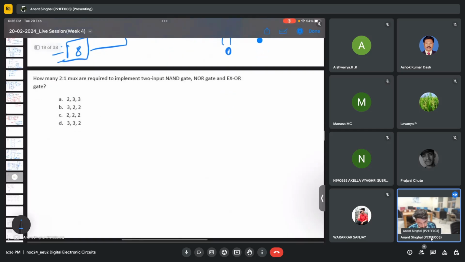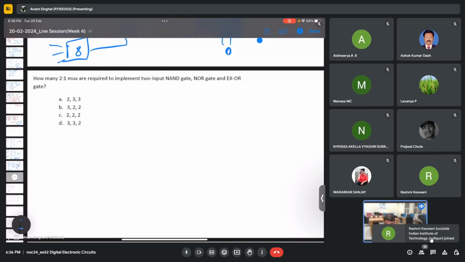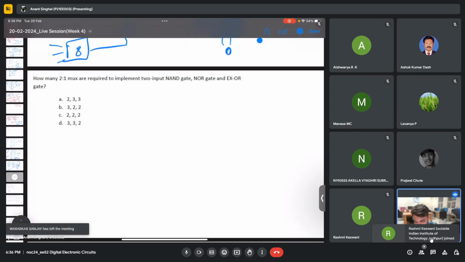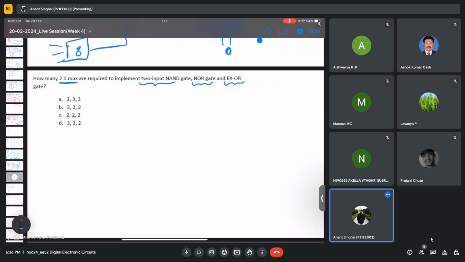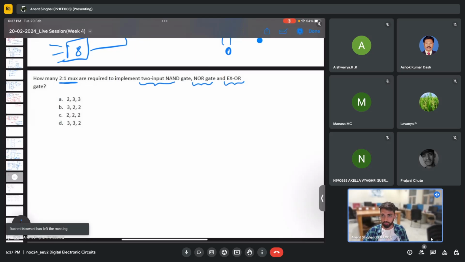So now you have to make, as I said, a mux can be used to make any universal or any gate. So now it is asking how many 2 cross 1 mux are required to implement first this 2 input NAND, second is 2 input NOR, and third is XOR. The options are given. So maybe you can try it for 2 3 minutes and let me know whatever answer you are getting for each of the gates. Even if you get the answer for the first one, let me know that for NAND I'm getting this and this. So you can take 2 3 minutes and then I'll also solve simultaneously.